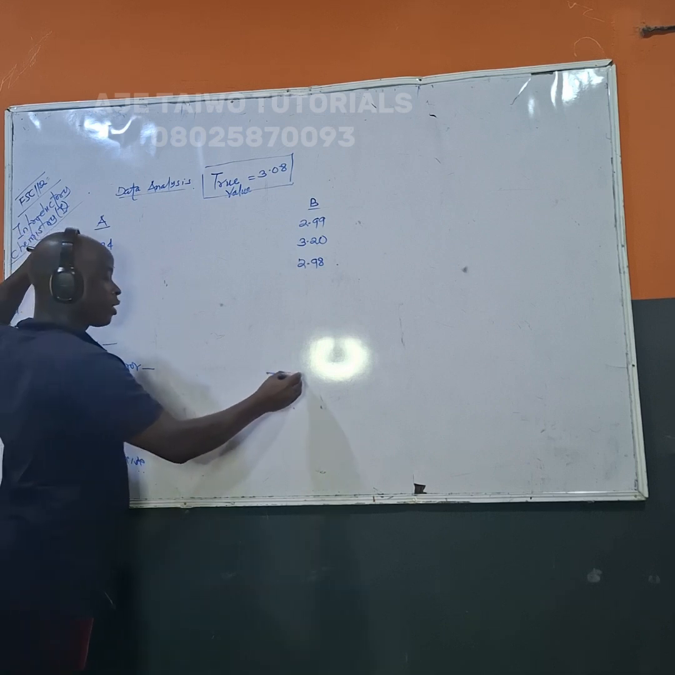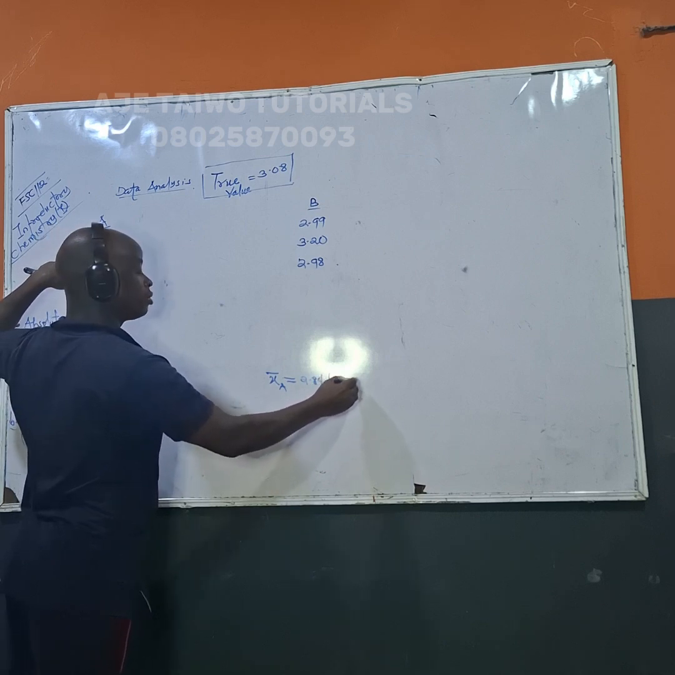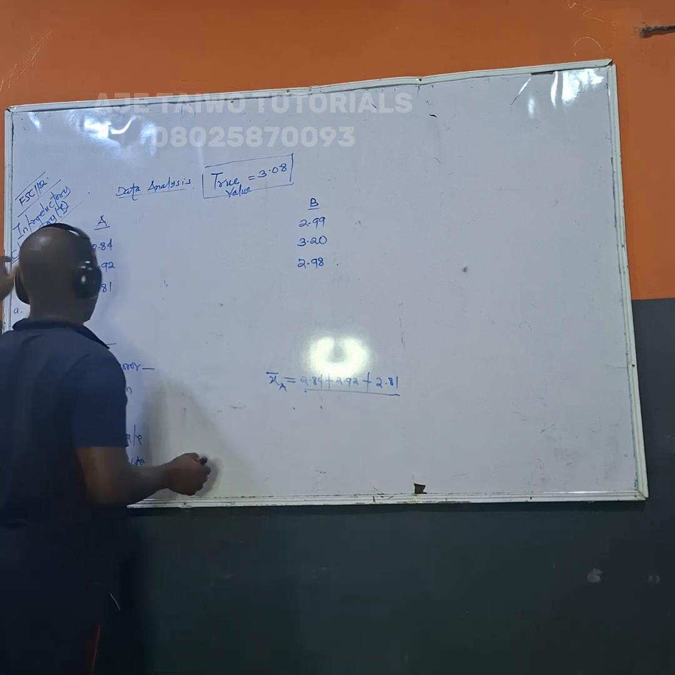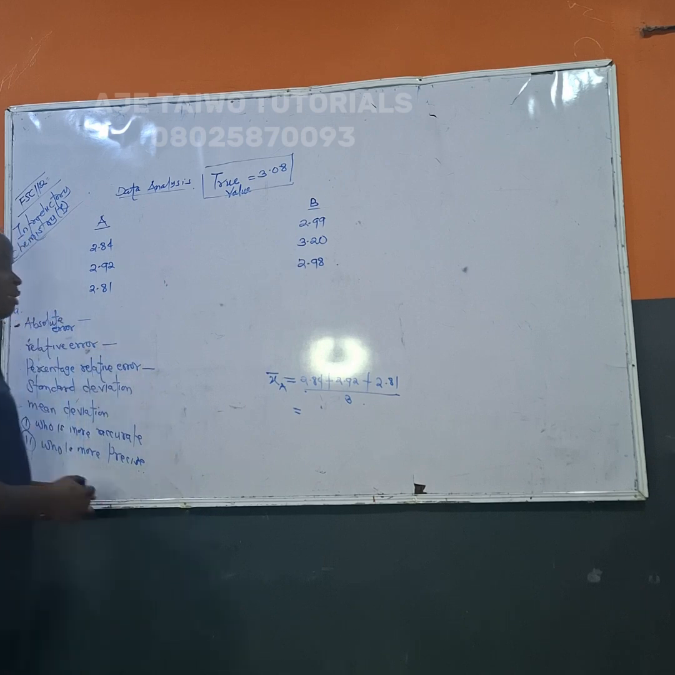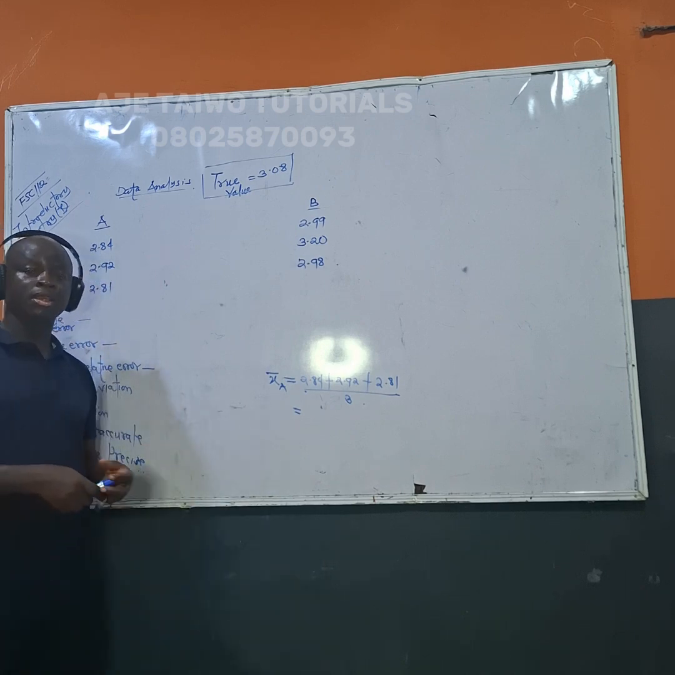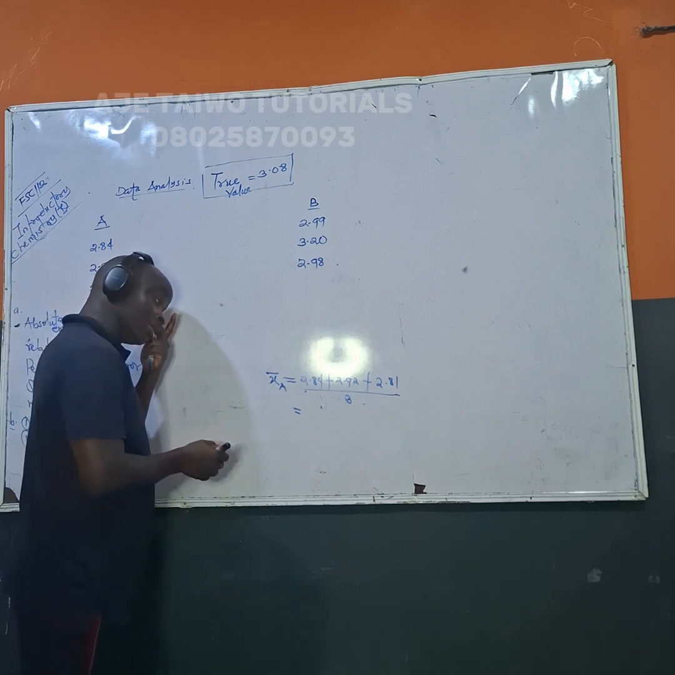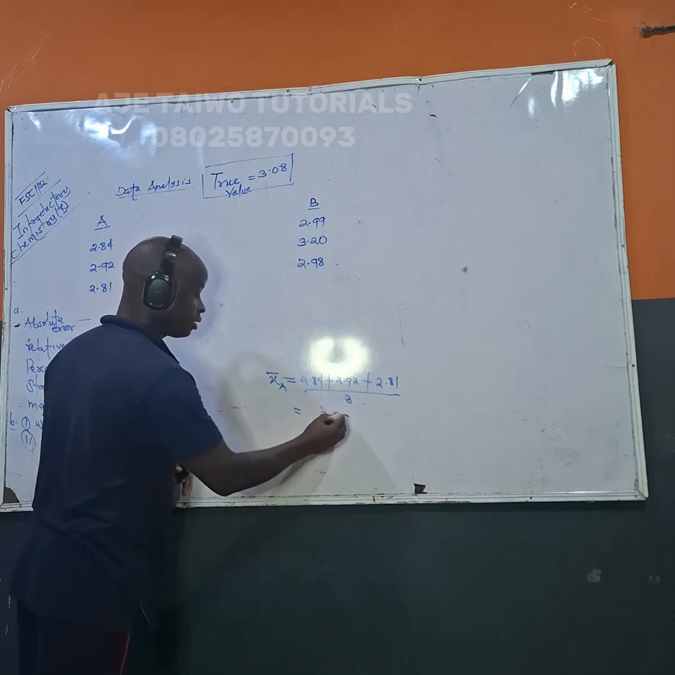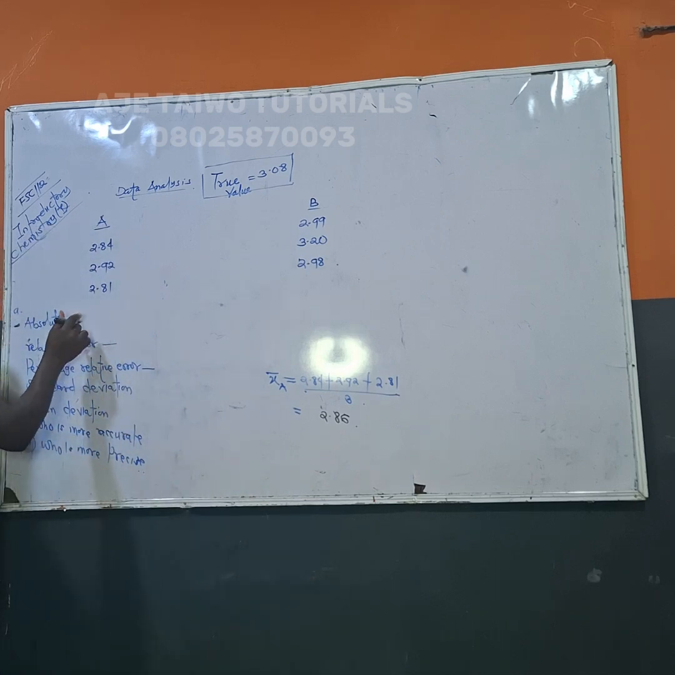So that will be 2.84 plus 2.92 plus 2.81 all over 3. That's the mean value. That's the mean of the result that A presented to us. What's the answer? 2.886. Okay?